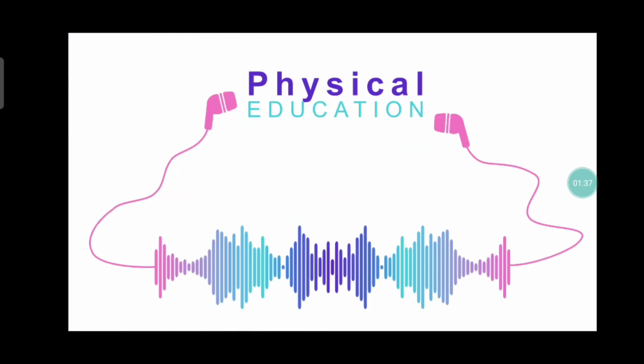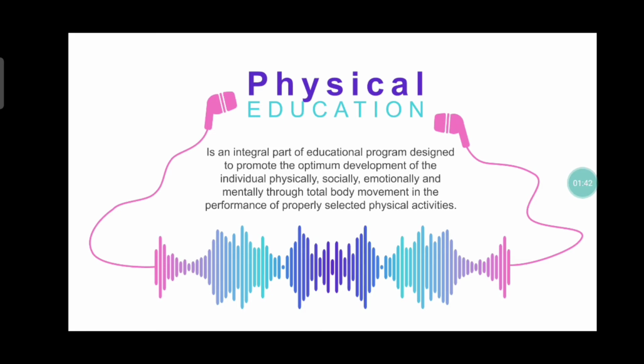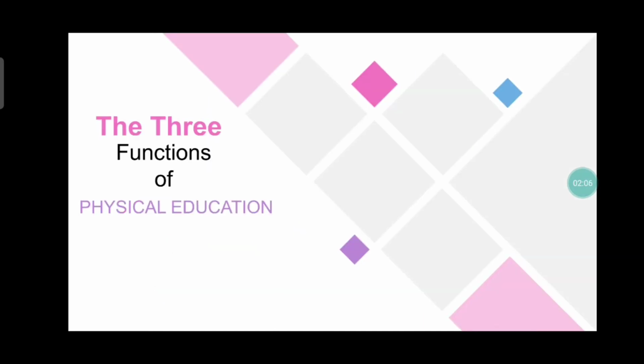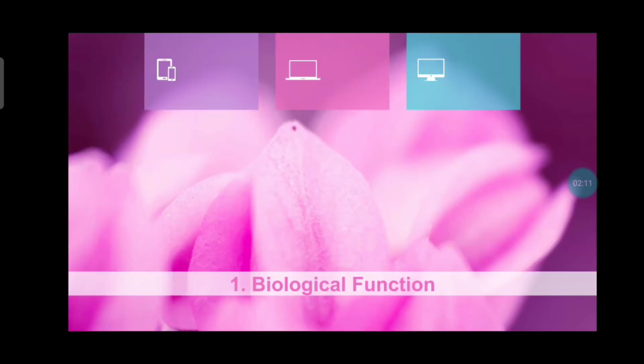games. So, physical education. It is an integral part of the educational program designed to promote the optimum development of the individual physically, socially, emotionally, and mentally through total body movement in the performance of properly selected physical activities. So there are three functions of physical education.